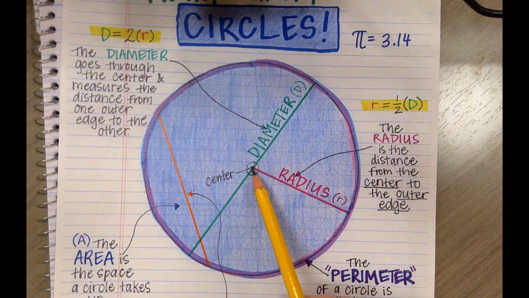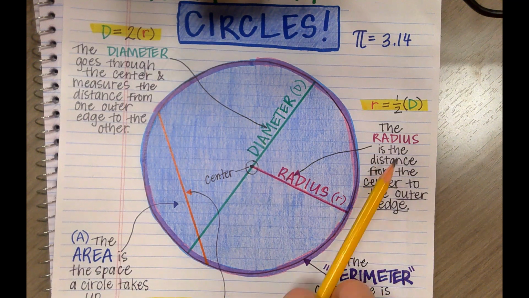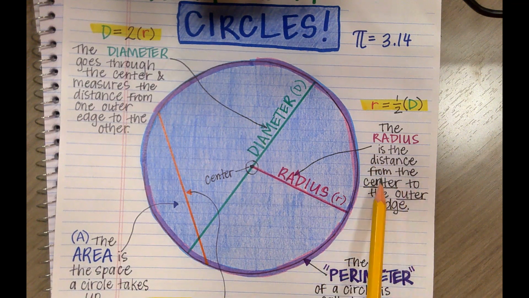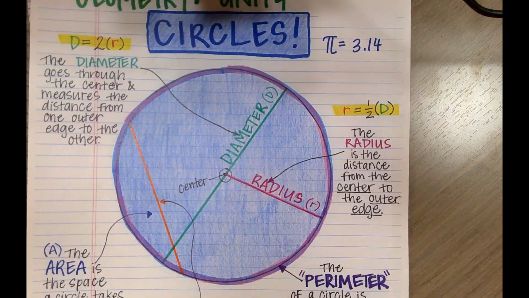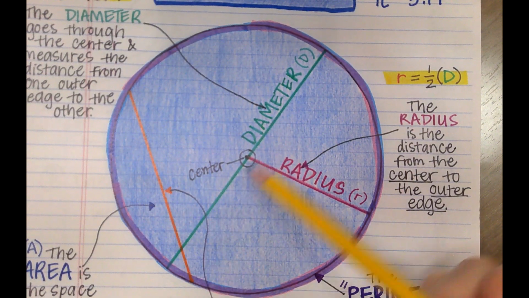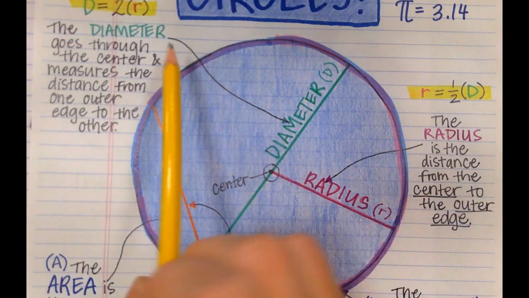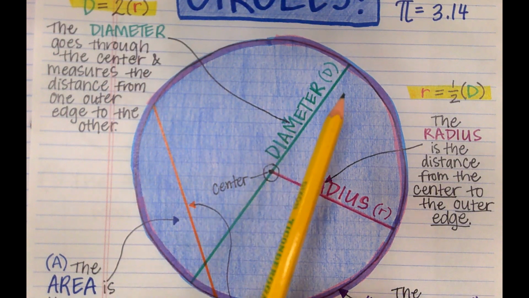Now, that distance to the center is what we call the radius. So the radius is the distance from the center to the outer edge, and this is exactly half the length of the circle. So what we're talking about, the full length of the circle, that would be our diameter. That goes through the center and measures the distance from one outer edge to the other.